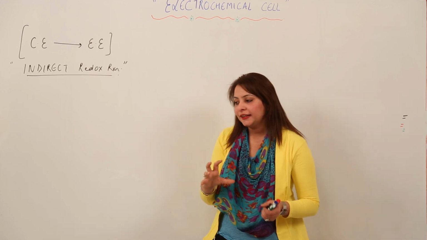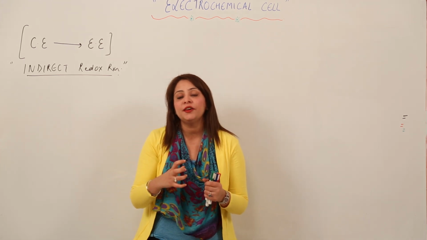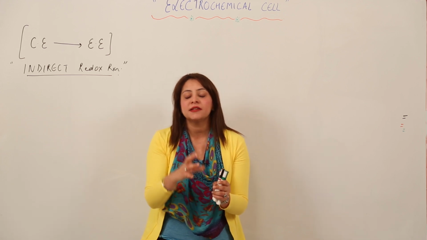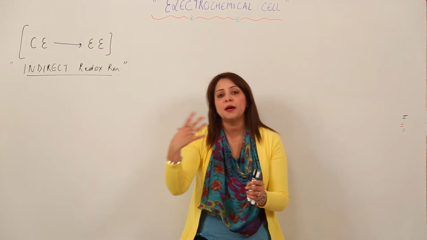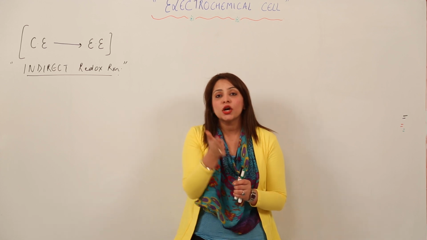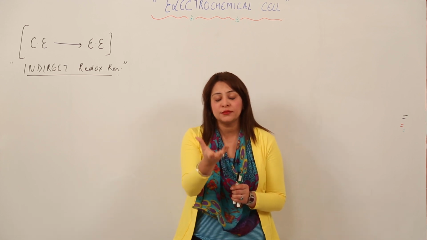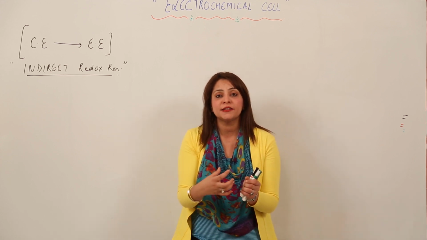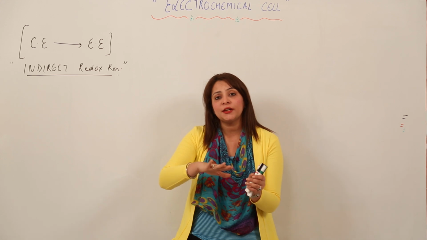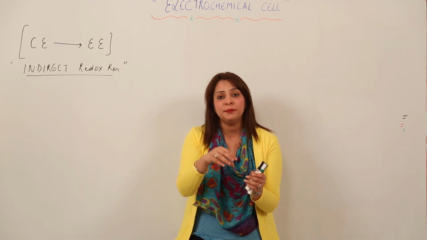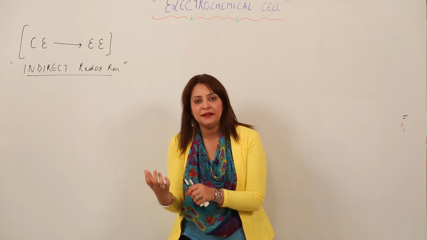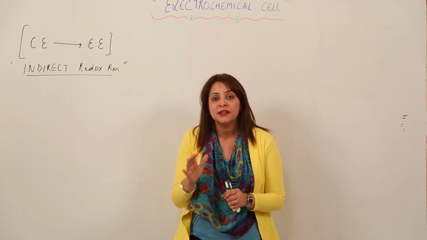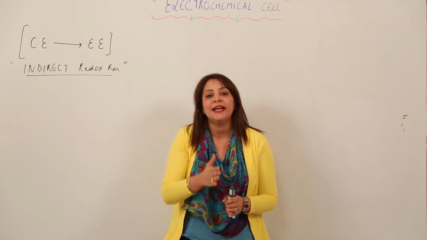But earlier we were doing the redox reaction in a direct manner. That means we were taking a beaker, and in the same beaker some atom was losing an electron and some atom was gaining an electron. That means oxidation and reduction were taking place in the same beaker. And the electrons given by one atom remain in the same beaker, and they are taken up by some other atom. So the electron was not allowed to travel a long distance. In that case it is called a direct redox reaction.